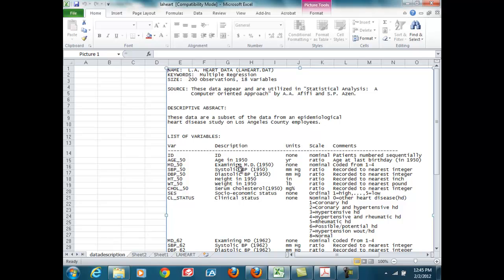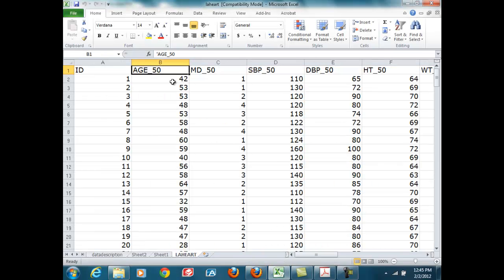Data is data. All right, everybody clear? Okay, so this, excuse me, where are we? So this is the age of the subject in which year? In the year 1950. Makes sense? Okay. Then we have so many variables.